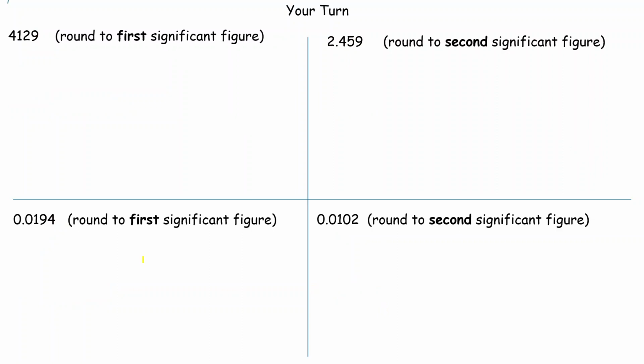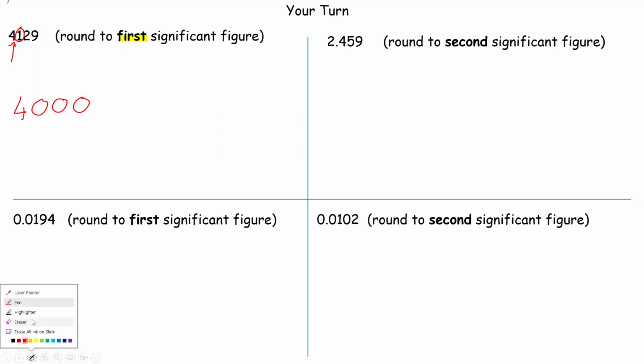Okay, you can now try your turns. You can pause the video and give those a go, and you can fast forward to the end to see the answers. So the first one, we're rounding to the first significant figure, and the first sig fig here is going to be that 4, and your number to the right is a 1, which is less than 4. So you're rounding down, so you're keeping it as a 4, and you replace your numbers afterwards with zeros. So you're going to get 4,000, and that's your answer for this one.